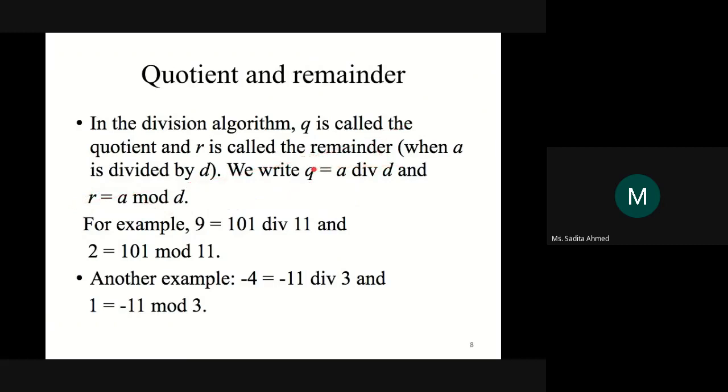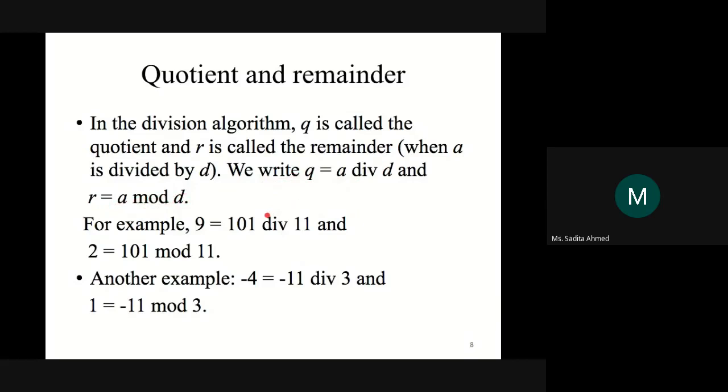I'm sure you have used the div and mod functions in programming as well. So yes, it's the same div function and mod function. For some integer A and some integer D, where D is a positive integer, A div D gives us the quotient, and A mod D gives us the remainder of the division between A and D.